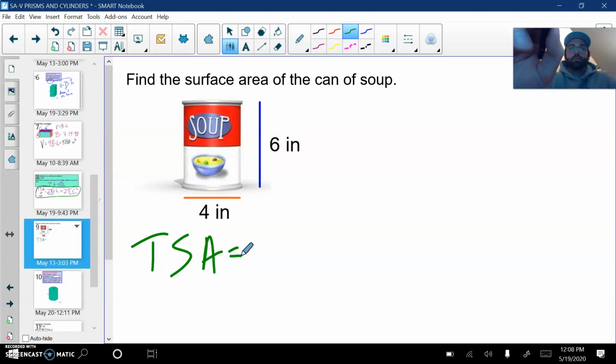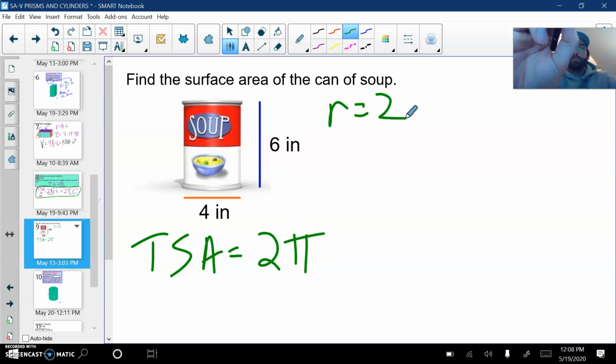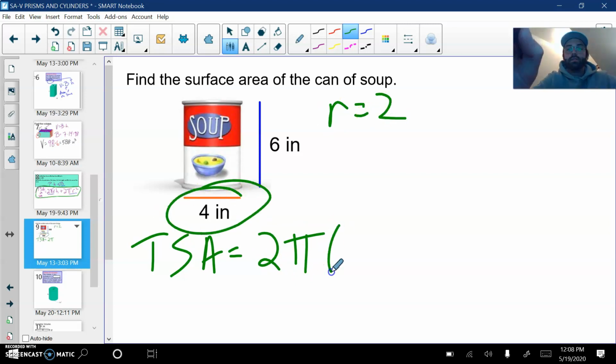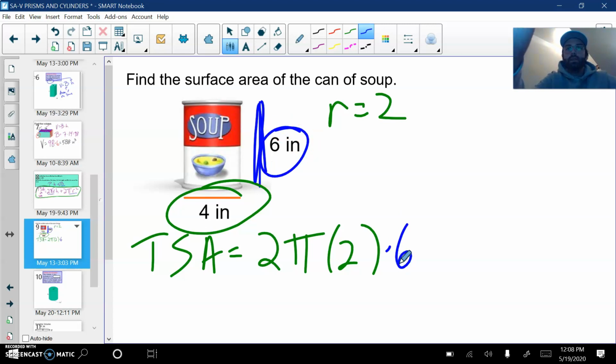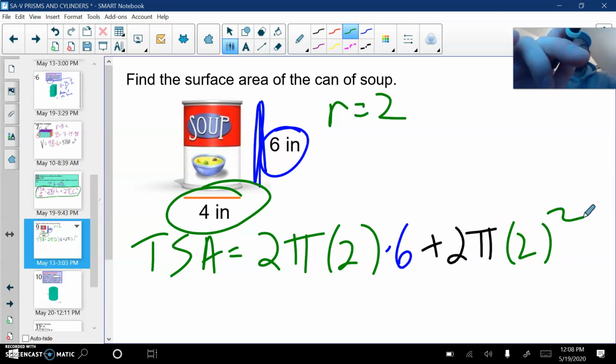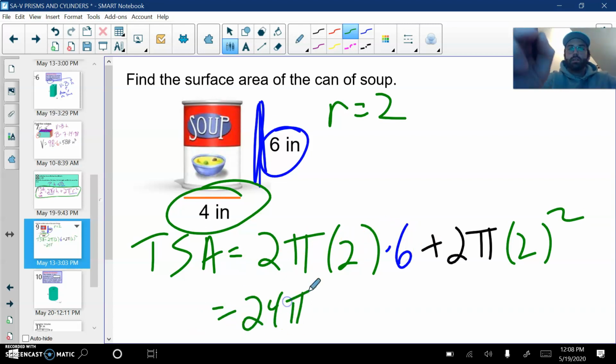So here we go. 2 pi. My radius is 2 because this is the diameter. The height is right here, 6, plus 2 pi, again, radius is 2 squared. So I have 2 times 2, which is 4, times 6 gives me 24 pi, plus 2 squared is 4, times 2 gives me 8 pi.